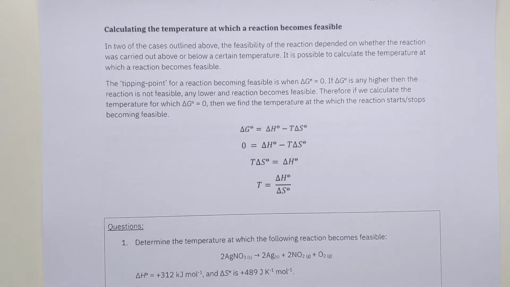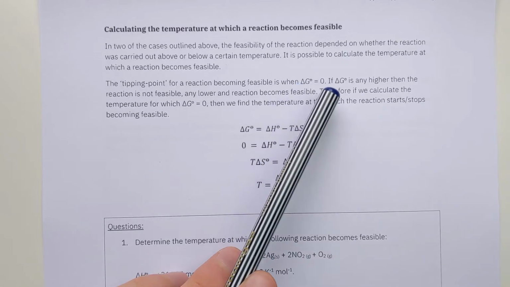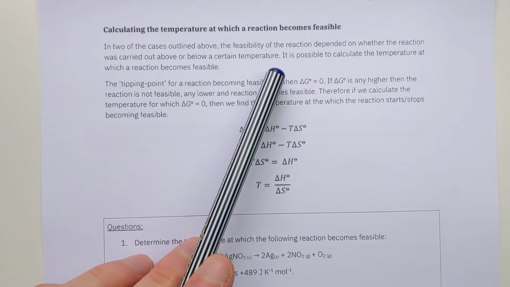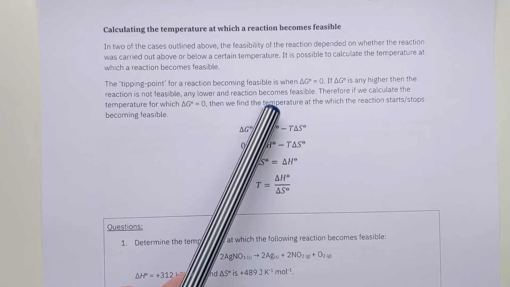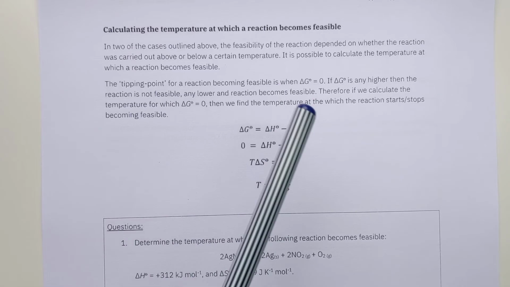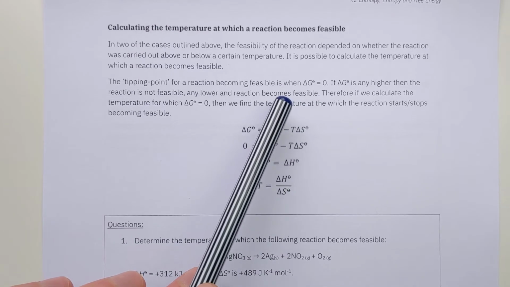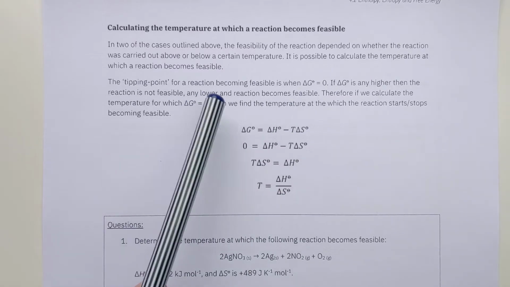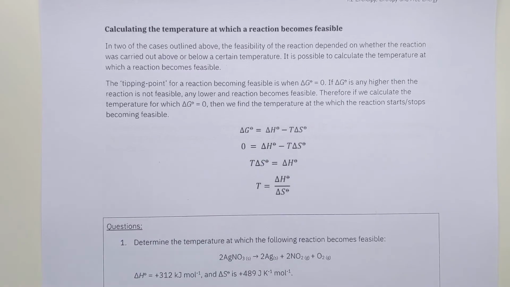So the tipping point for a reaction, that difference between feasible and not feasible, is always going to be when delta G equals 0, because obviously when delta G is positive, it's not feasible. When delta G is negative, it is feasible. So the interchange between those two terms is going to be delta G being 0. If delta G is any higher, then it's not feasible, and lower, the reaction becomes feasible. Therefore, if we calculate the temperature for which delta G equals 0 exactly, we find the temperature at which the reaction starts or stops becoming feasible.